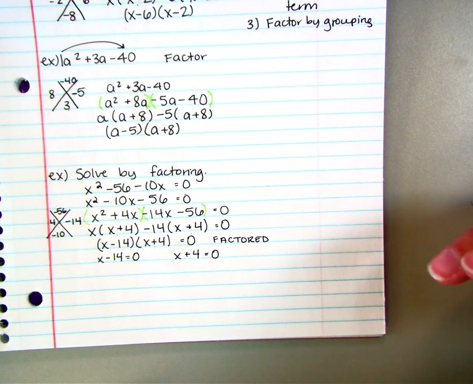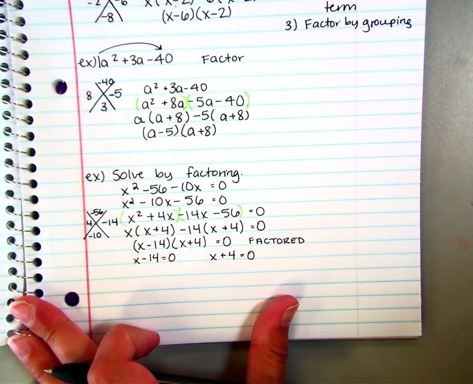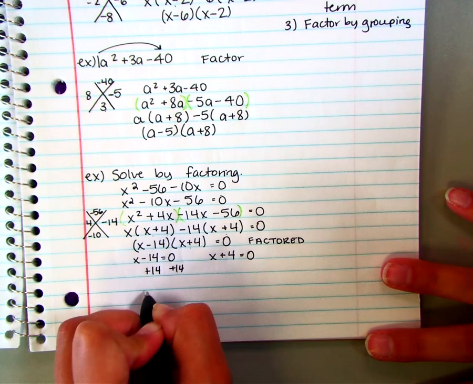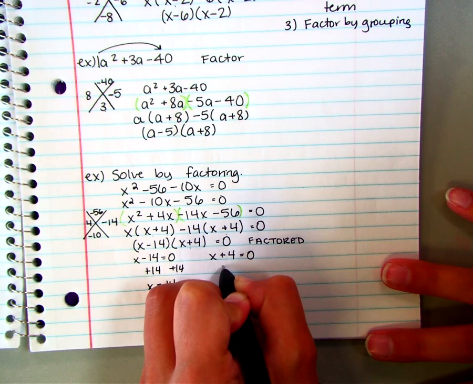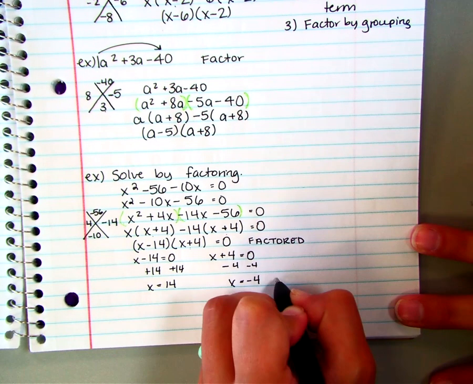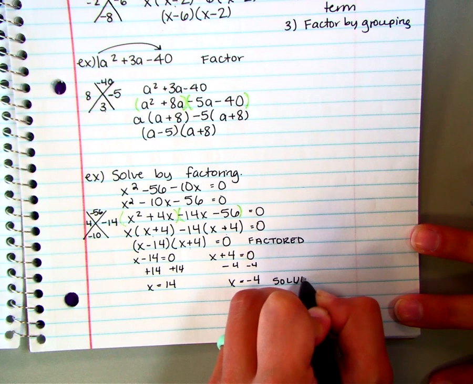And what we're finding graphically is the x-intercept, and we'll talk about that later. So we'll just solve it. It's an easy one-step equation. X equals 14, subtract 4 from both sides. X is also negative 4. And so we have it solved.